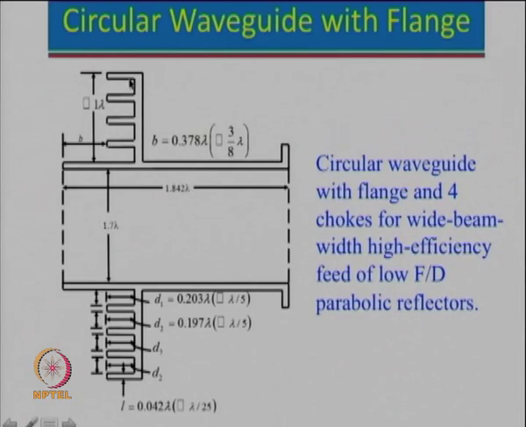Also, most of the time this particular waveguide has been used as a feed for the parabolic dish antenna. In fact, we have seen this particular thing. Several years back we used to have large parabolic dishes of 8 feet diameter or even 16 feet, and these 8 feet diameter dish antennas used to receive the signal at 4 gigahertz.